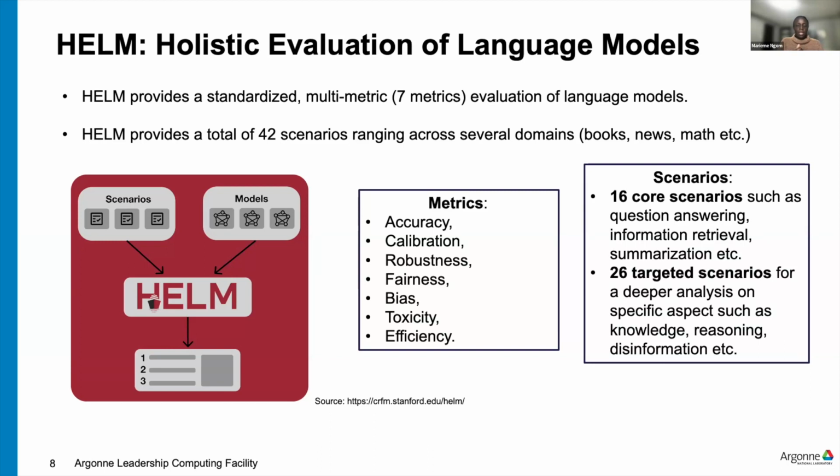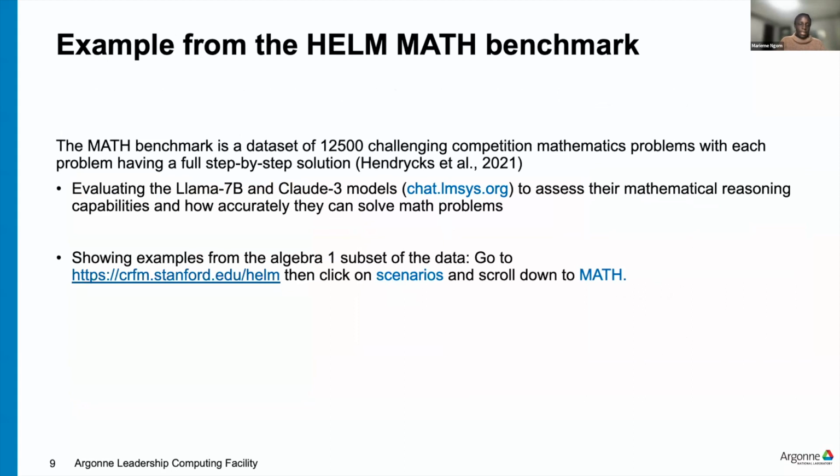The scenarios they use are divided into 2 categories. They have 16 core scenarios, that would be your question answering, summarization, information retrieval. And they also have 26 targeted scenarios. That's for deeper analysis, like checking reasoning, knowledge, and disinformation. So the example I'm going to show today is on reasoning, specifically math reasoning.